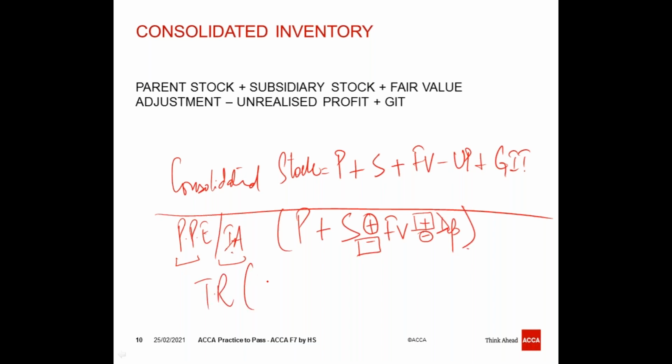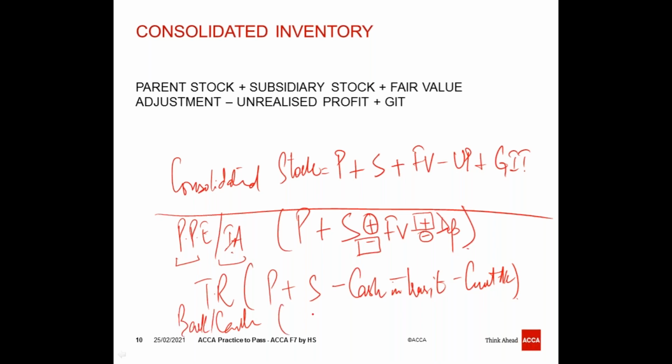Coming towards the receivables, trade receivables are reported as parent plus subsidiary minus cash in transit minus current account adjustment. Cash or bank will be reported as parent plus subsidiary plus cash in transit. TR means trade receivables, or you can call it debtors. Please do copy all these points.